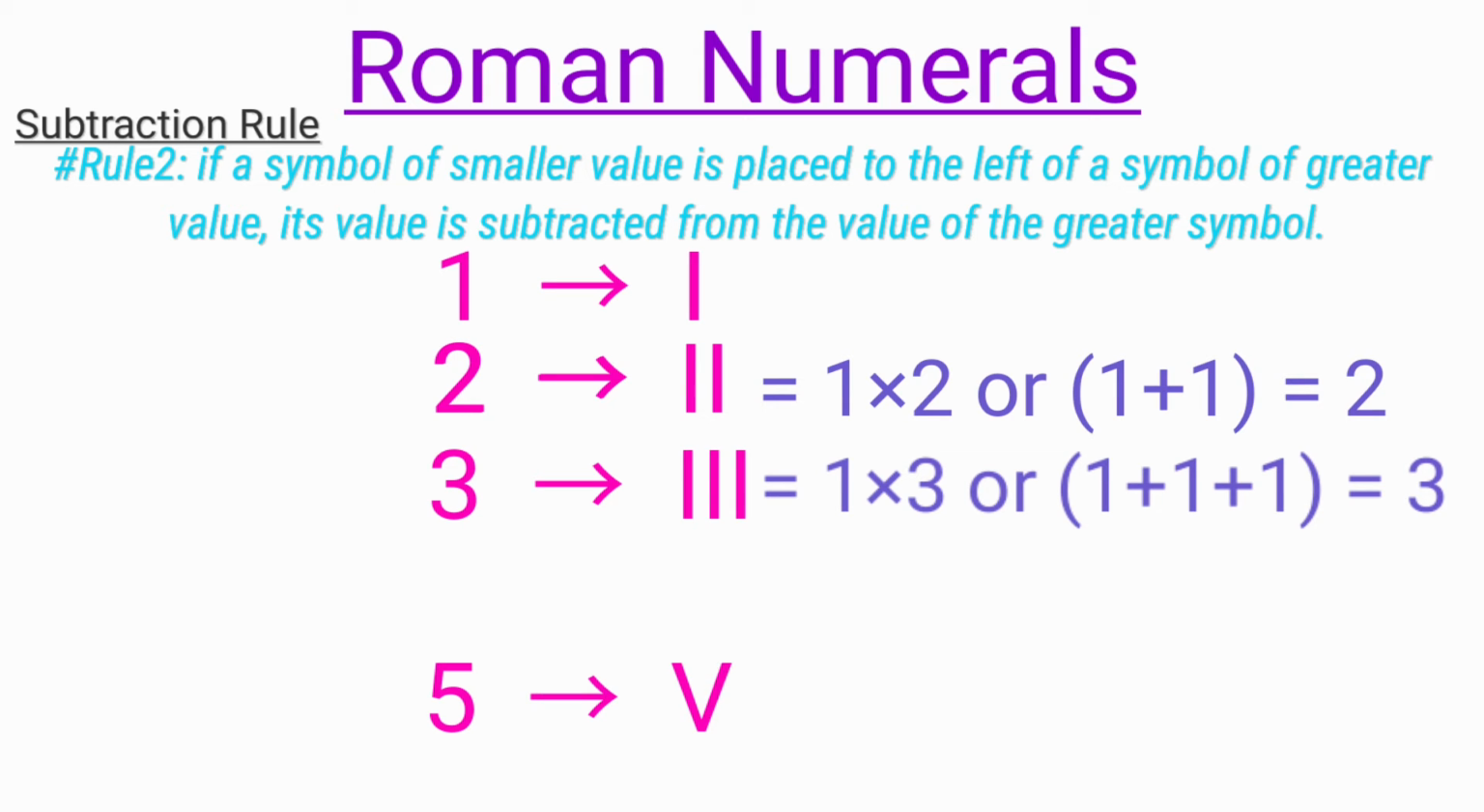Symbol for 5 is V. We can write 4 as IV. Here, I is placed on the left side of the V. The value of I is smaller than the value of V. As the rule says, we will subtract the value of I from the value of V. That is, 5 minus 1 is 4.